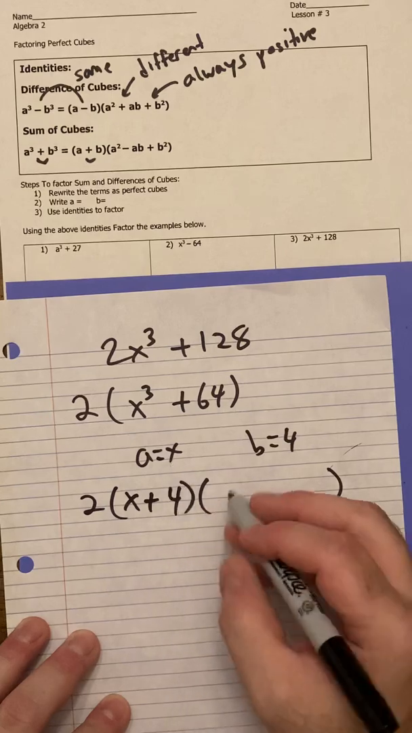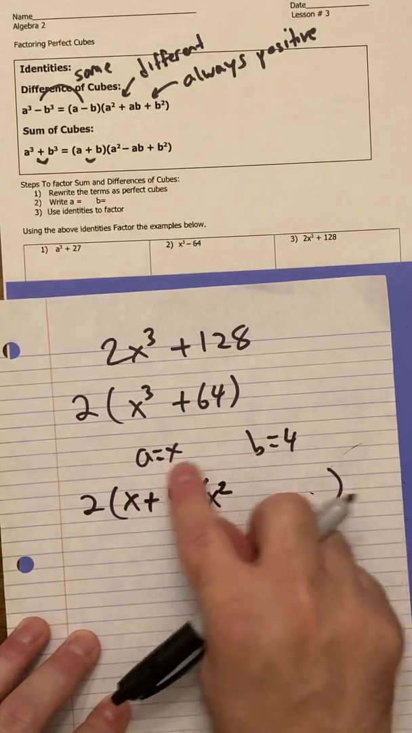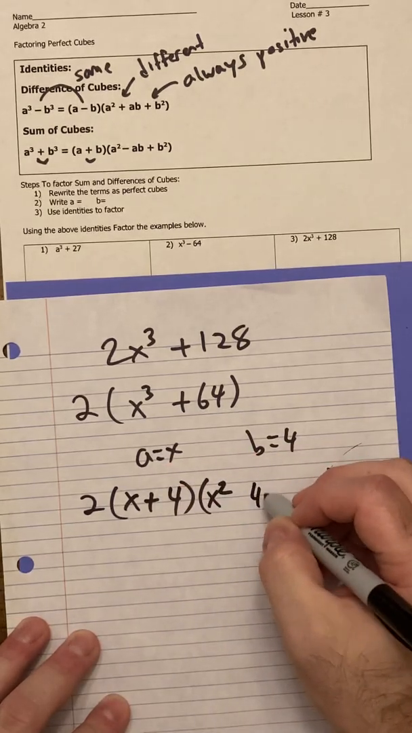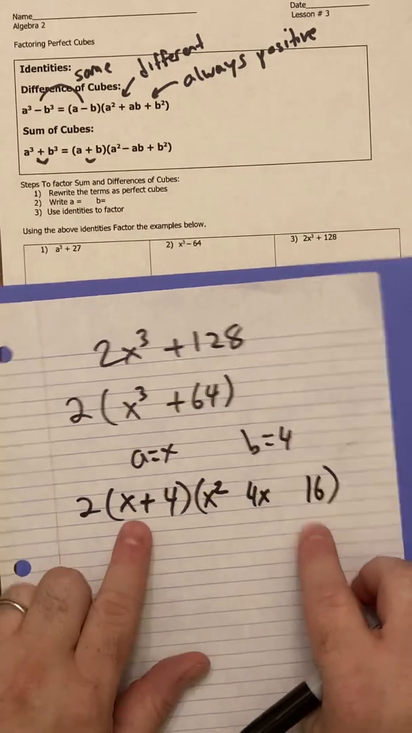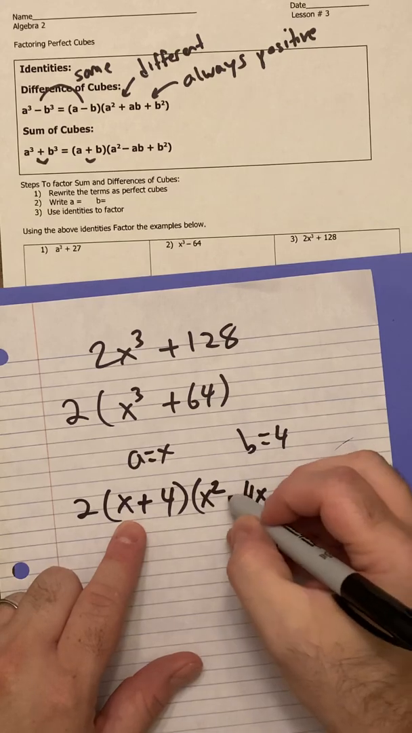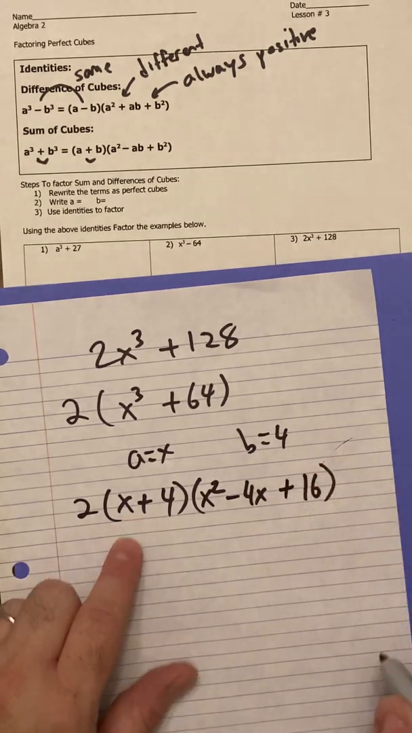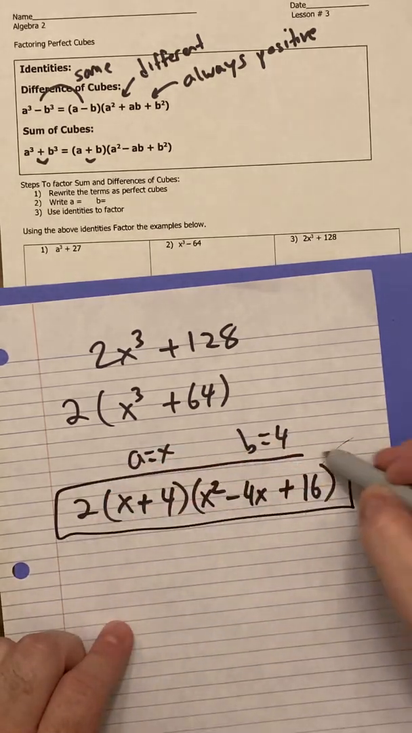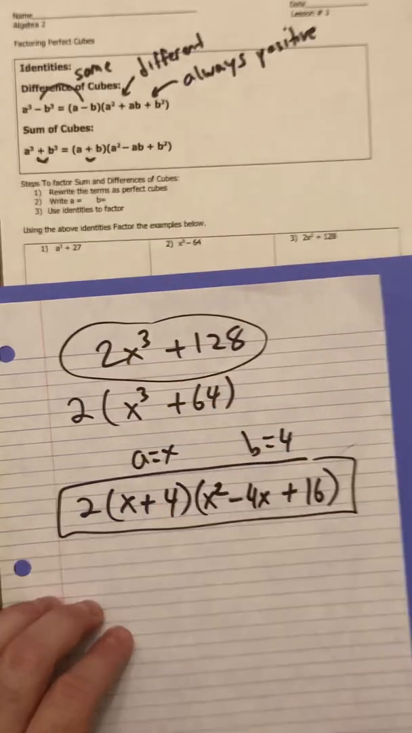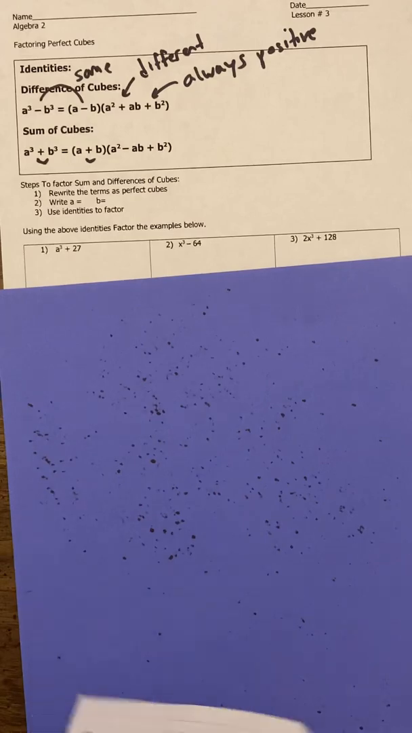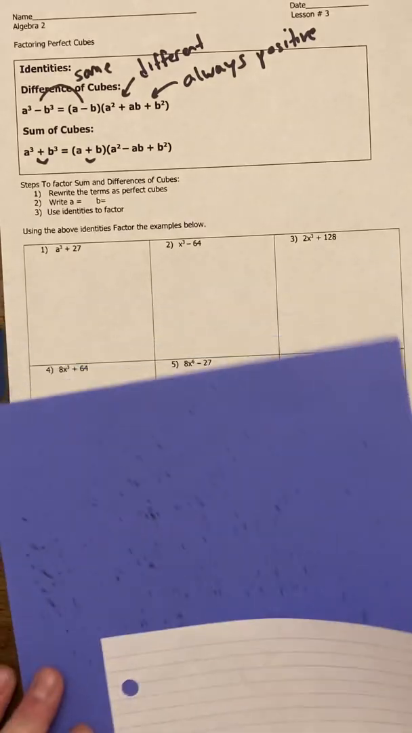This term squared, x squared. These two terms multiplied by each other, 4x. This term squared, 16. Let's check the signs. Same, different, always positive. This is the factorization of this problem right here. Okay? So let's try the next problem.